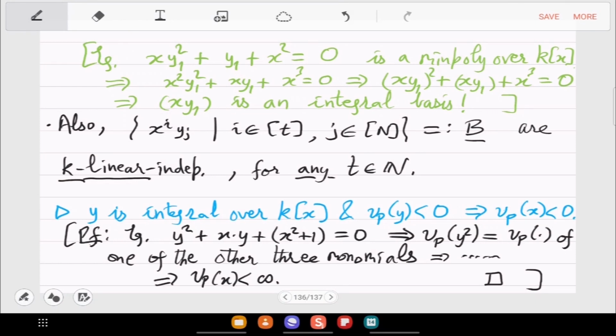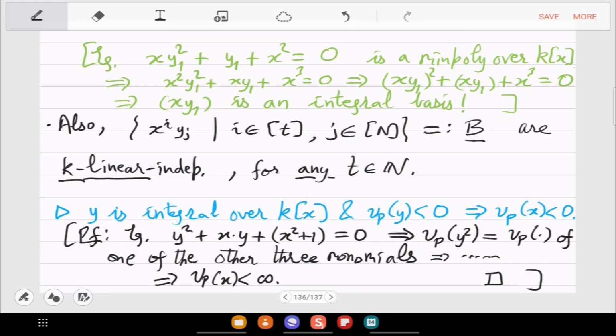So this is why that triangle inequality type property holds. Even simpler, just focus on y square and look at the cases: valuation of y square equal to valuation of xy or x square or 1. Some of these cases are impossible, other cases give you x negative.